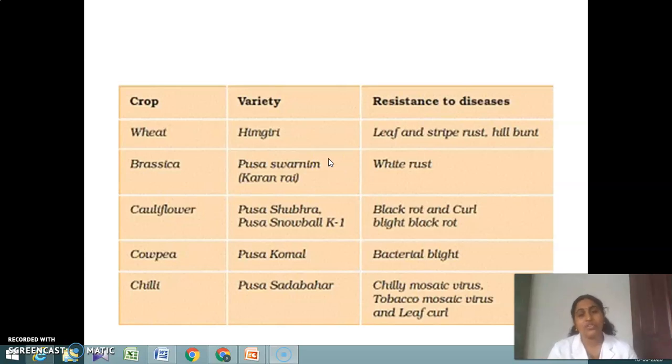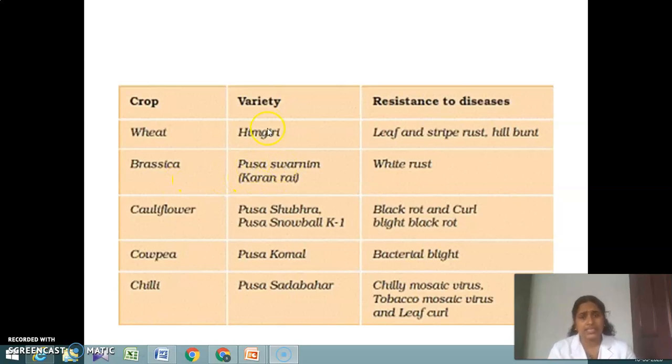Read carefully. So here 5 crops are there: wheat, brassica, cauliflower, cowpea and chili. The next column is about the new variety, and this variety resists this disease. So we can start with wheat. Himgiri is a wheat variety. It can resist leaf and stripe rust disease and Hill bunt disease. Clear? Next one, brassica.